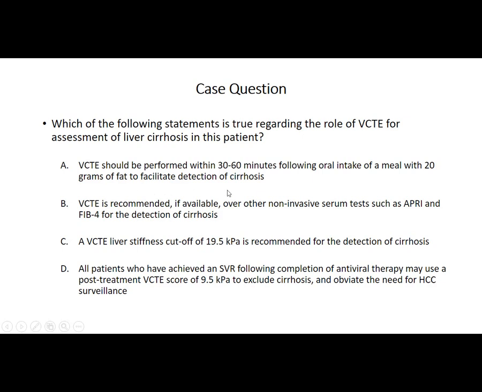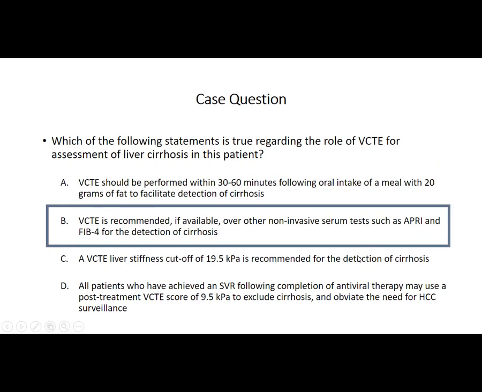VCTE should be performed within 30 to 60 minutes following oral intake of a meal with 20 grams of fat to facilitate detection of cirrhosis. VCTE is recommended if available over other non-invasive serum tests such as APRI and FIB4. A VCTE liver stiffness cutoff of 19.5 is recommended for the detection of cirrhosis. And all patients who have achieved an SVR following completion of antiviral therapy may use a post-treatment VCTE score of 9.5 to exclude cirrhosis and obviate the need for HCC surveillance. That's kind of a big word for PowerPoint too, obviate. Second time we've used it here.